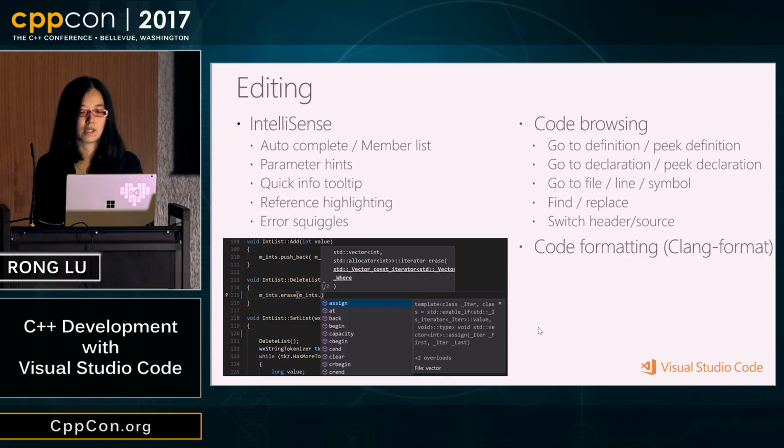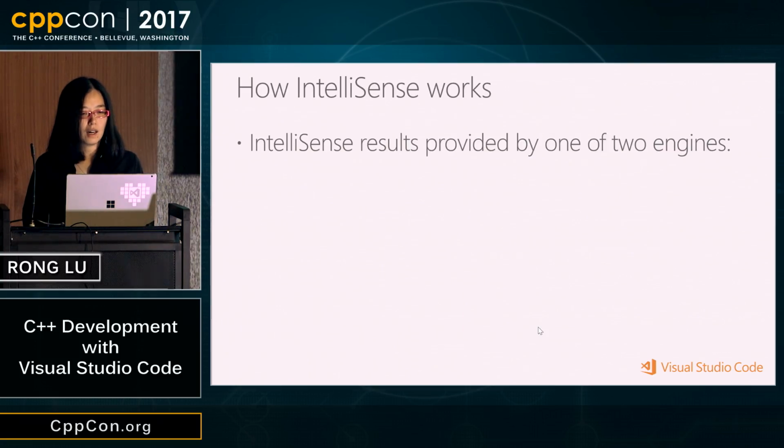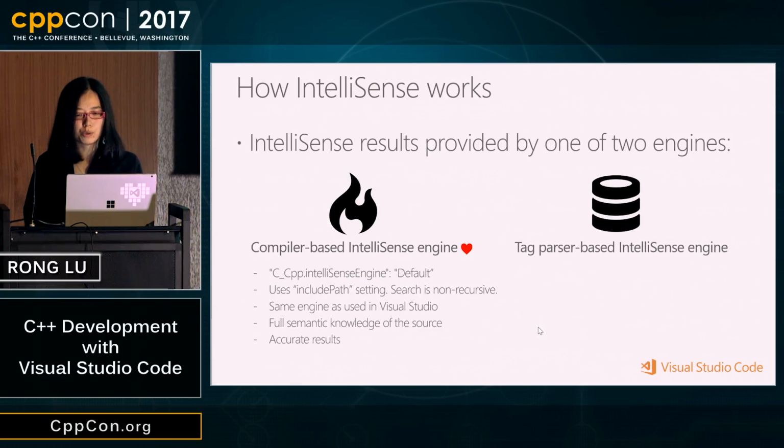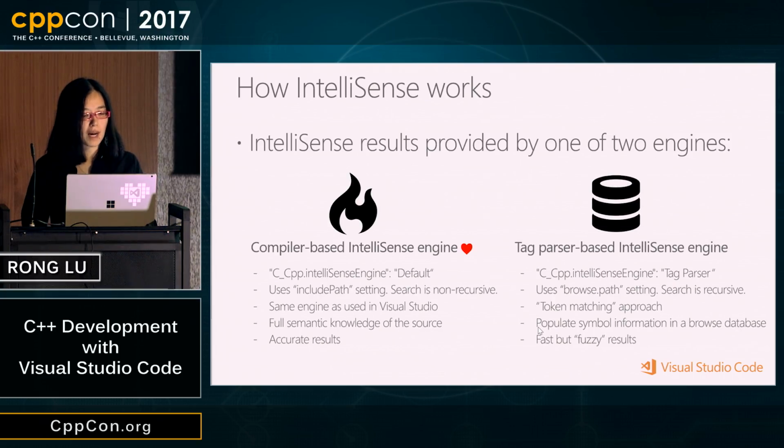So pretty much just a summary of what I showed you earlier in the demo. We have lots of editing features, IntelliSense, code browsing, code formatting. We have two IntelliSense engines. One is compiler-based. It's definitely recommended, with a red heart. And there's a tag parser-based one, which gives you fuzzy but quick results, and you can switch between them. You can always tell us which one to use.